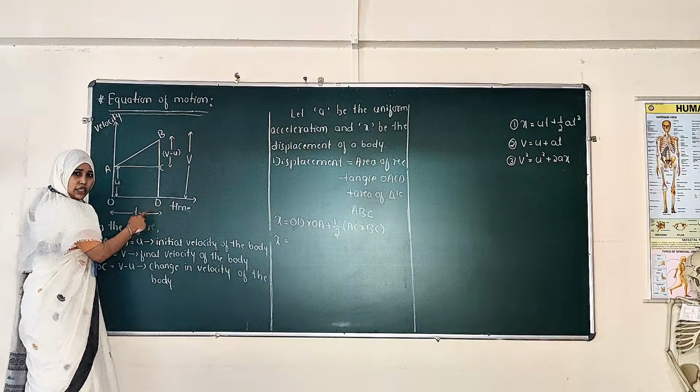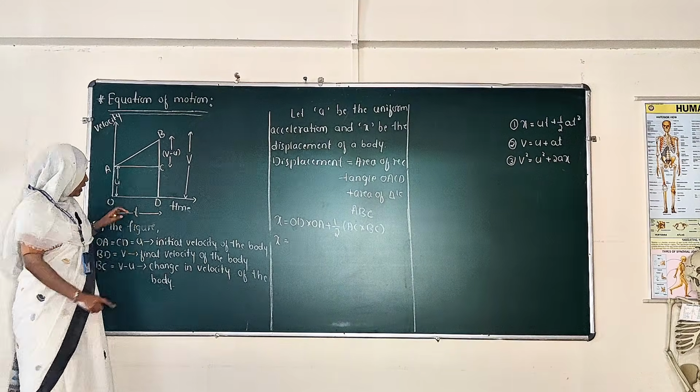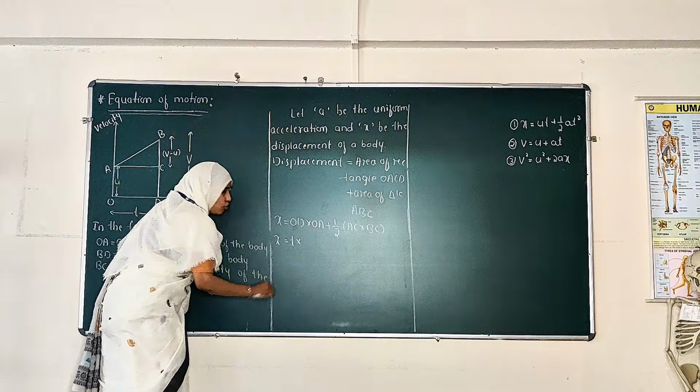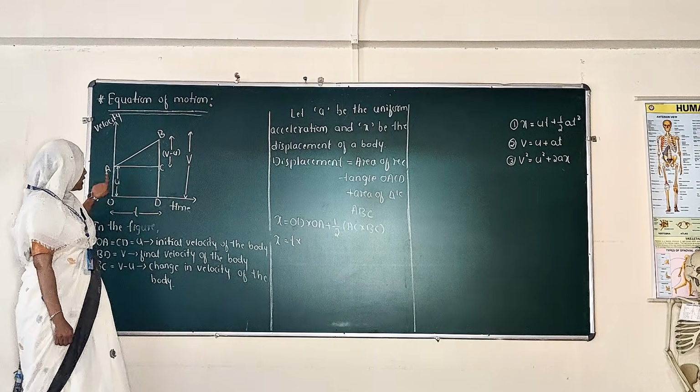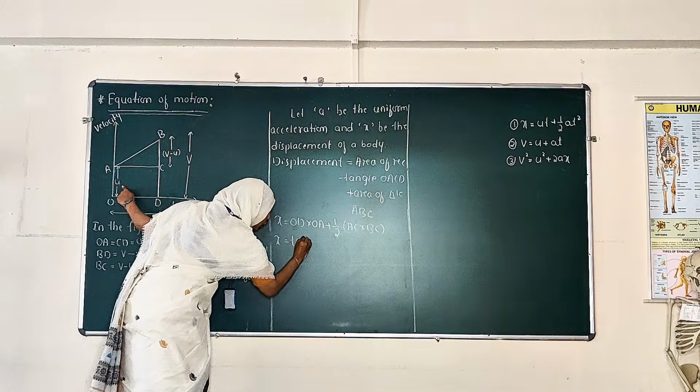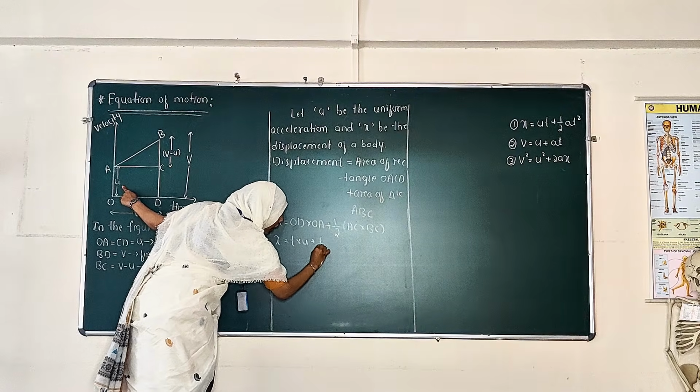What is OD? OD is taken as time. Write down, it is T into, what is OA? OA is taken as U. What is U? Initial velocity U plus half.